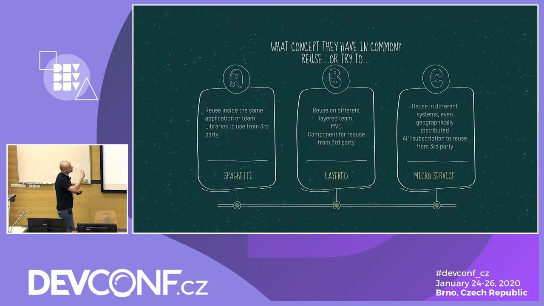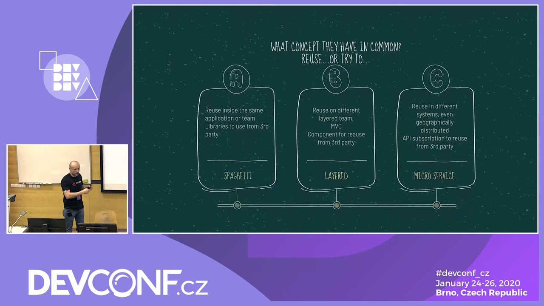So let's move to layered product. And so we want to reuse across different layered teams. So each team is responsible for a layer. So I have the presentation layer, the classical MVC, model view controller. There is someone that is responsible for the model, someone for the view, and someone for the controller. And each team needs to reuse what the other team does. Okay. And components born for reuse from third party. That was not a great success, we will see in the next slide.